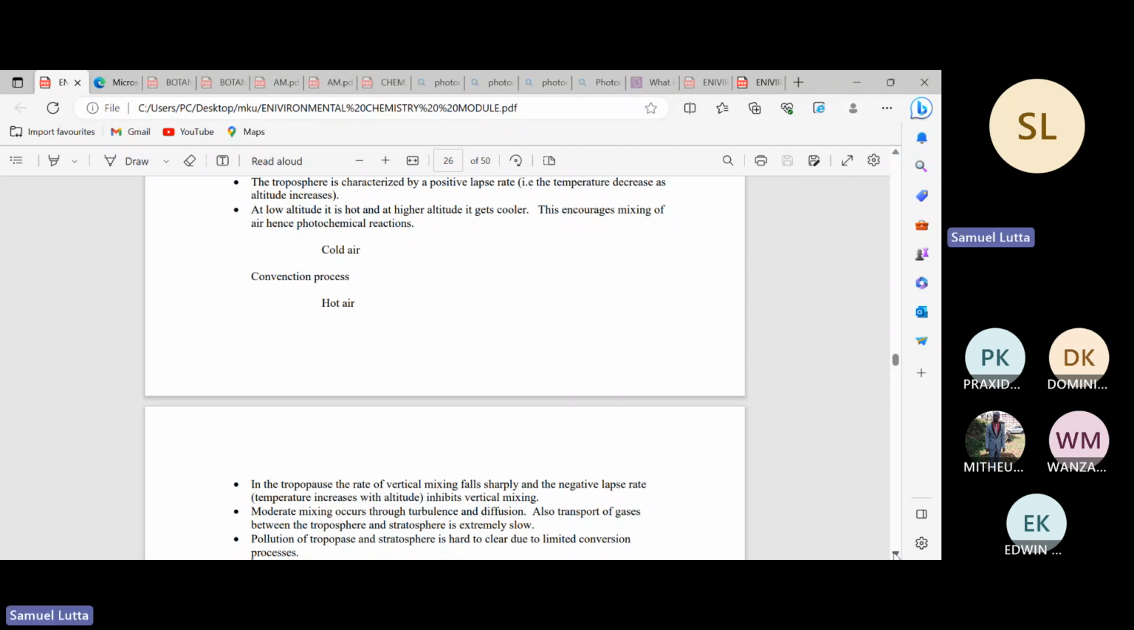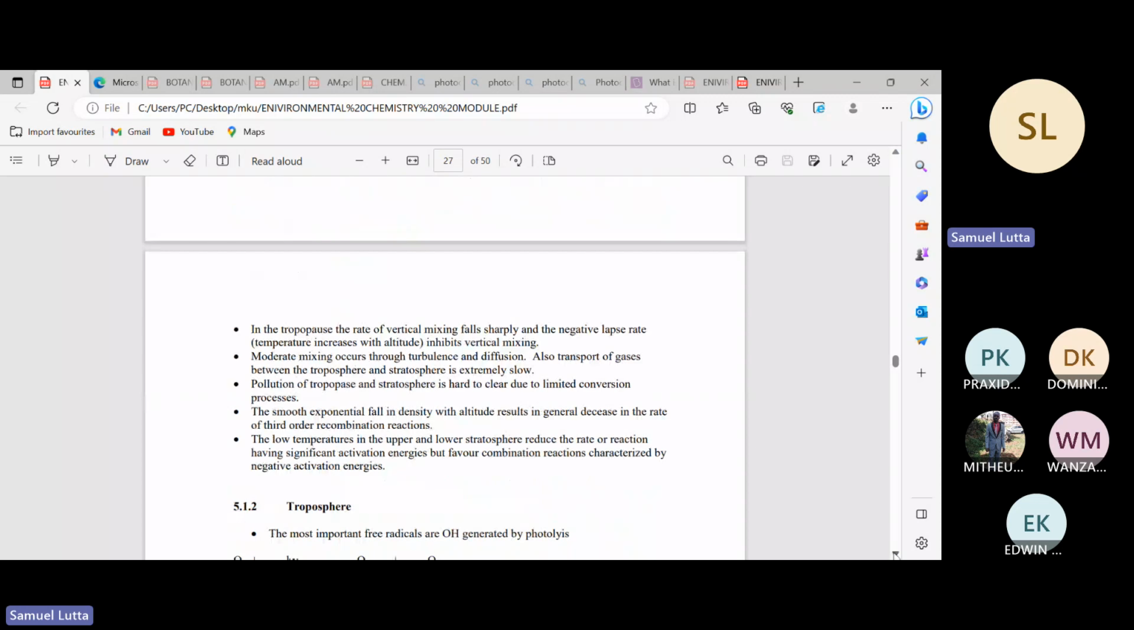So we were talking about the tropopause. The rate of vertical mixing falls sharply, and as you go up, the temperature increases with increase in altitude. So there are regions in the atmosphere where, the higher you go, instead of it becoming cooler, it becomes hot. And I remember when we talked about the thermosphere, we said it's a region characterized by very high temperatures.